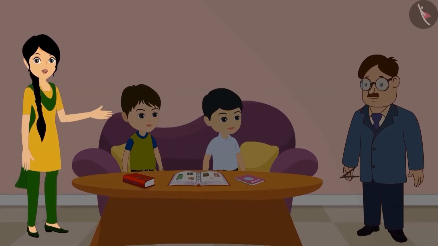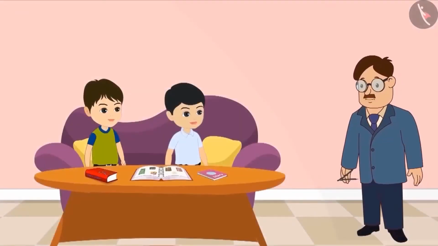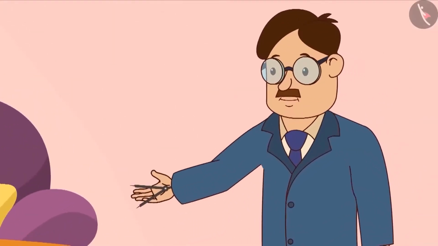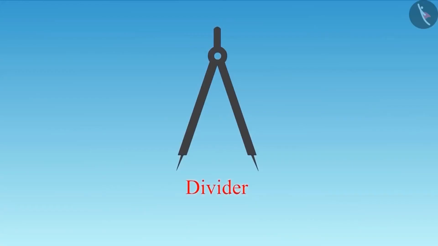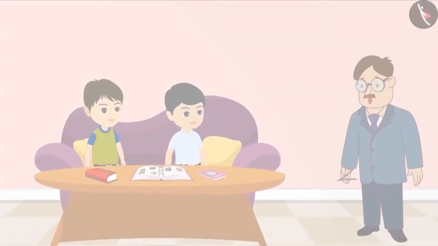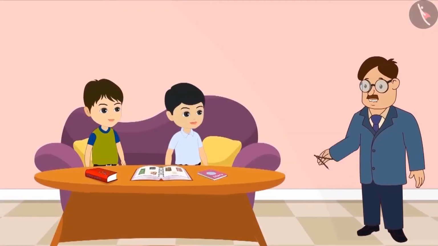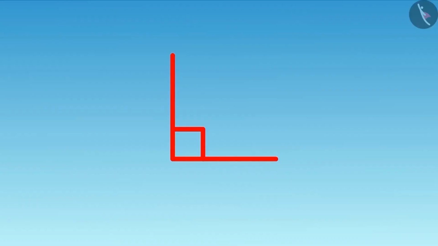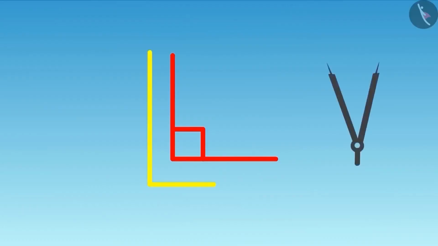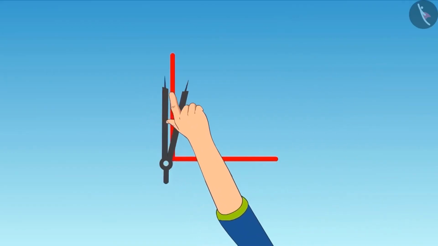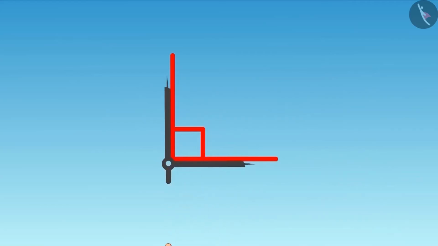Their uncle showed them a strange object. Children, do you know what this is? This is called a divider. With its help, we can find out whether an angle is a right angle, greater than a right angle, or smaller than a right angle. Look, kids, you already know that a right angle looks like the letter L. If I make the shape of L by bending both the legs of this divider, we can now find if an angle is a right angle or not.